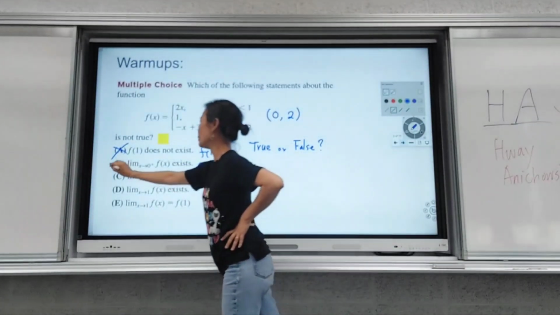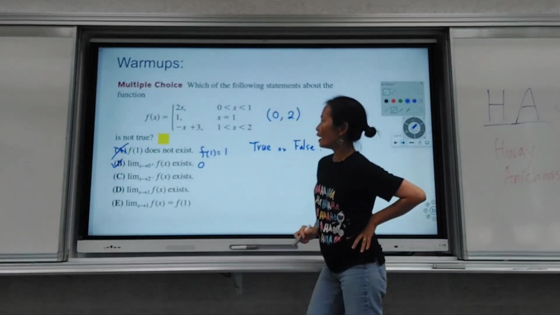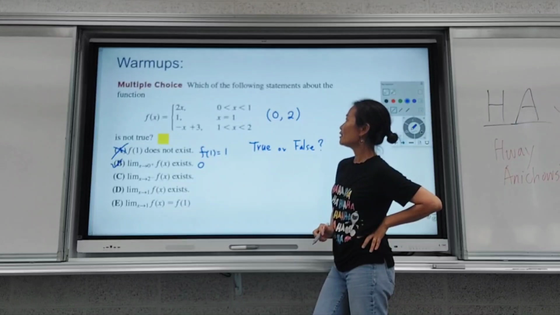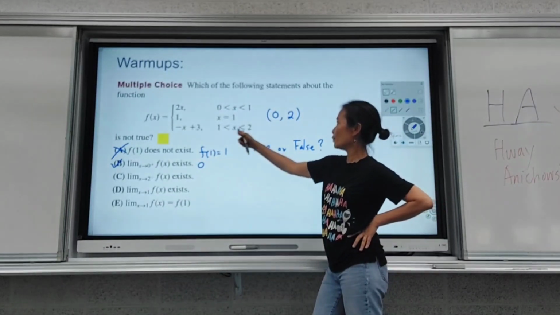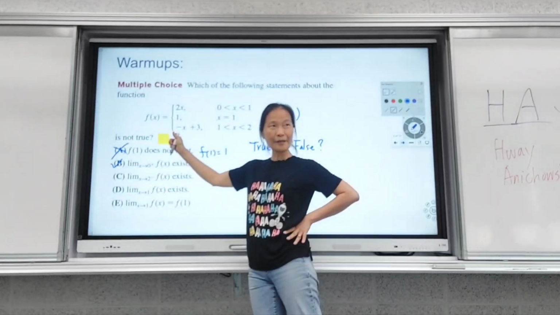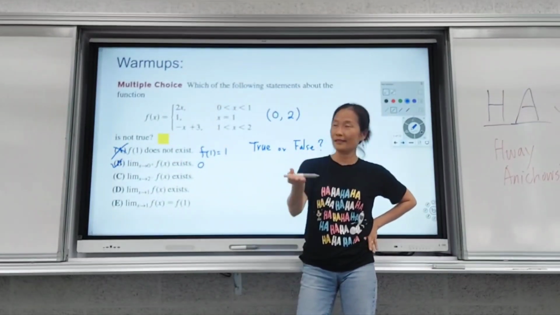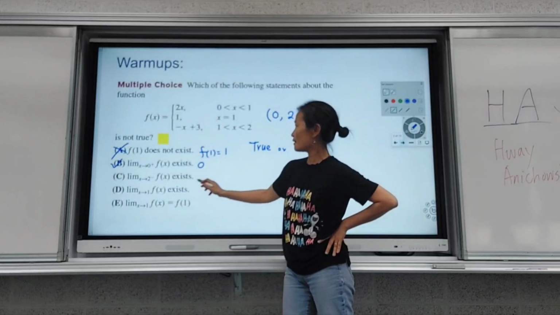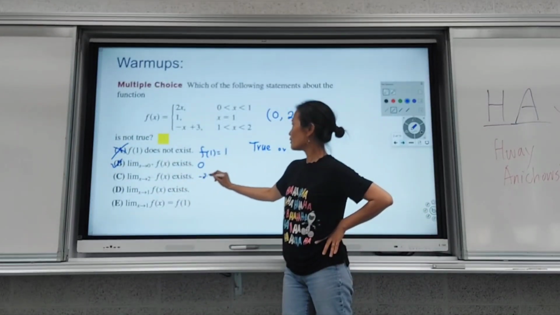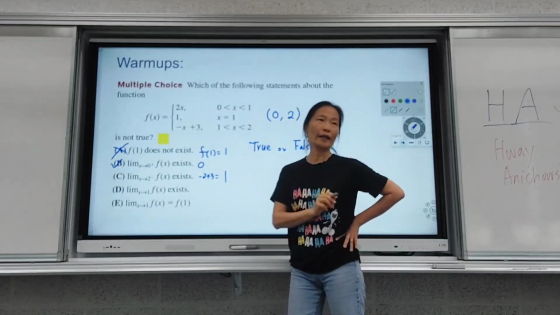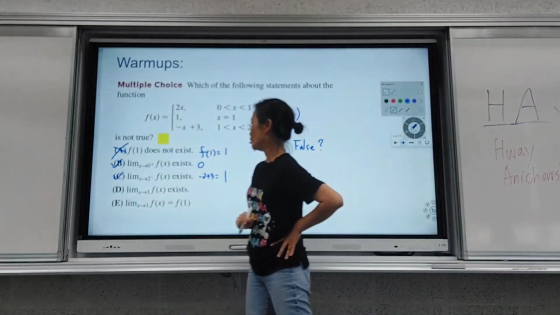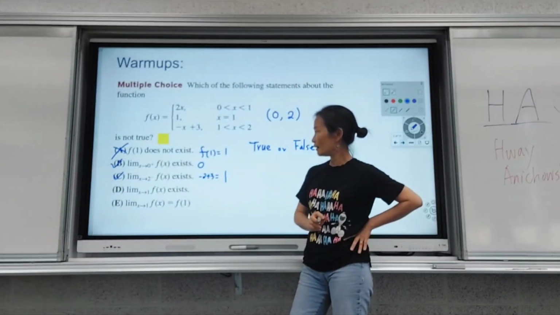So that is true. Next, the limit of f when x approaches 2 from the left. 2 from the left is between 1 and 2, so I'm going to sub into this, and I can sub it in because it's just linear. It does exist, right? And what is the limit? Negative 2 plus 3. The limit is 1, correct? Now this is also true. The limit when x approaches 1 exists.